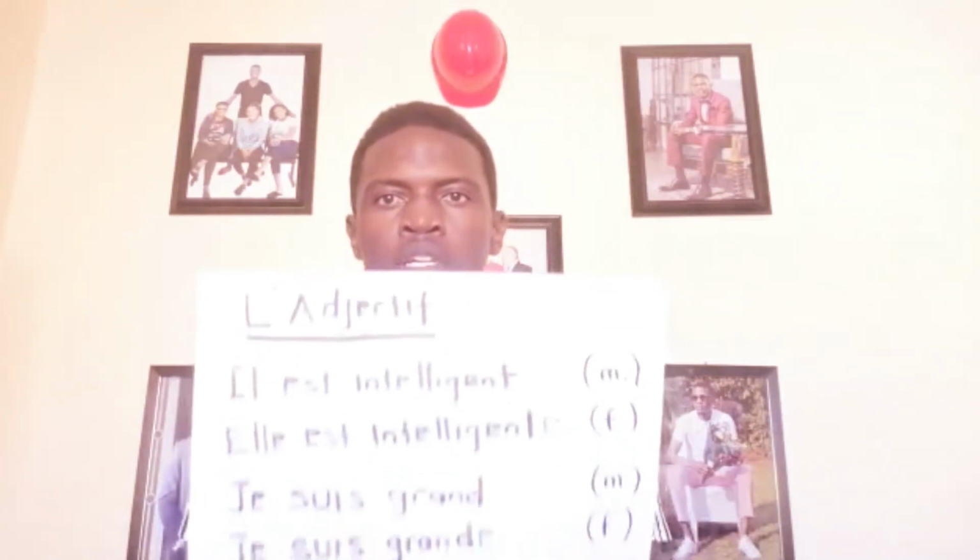Now we are going to look at the adjective or adjectives. To explain what adjectives are, they are simply called descriptive words. So an adjective is used to describe a noun. And then we are going to see how they are used.